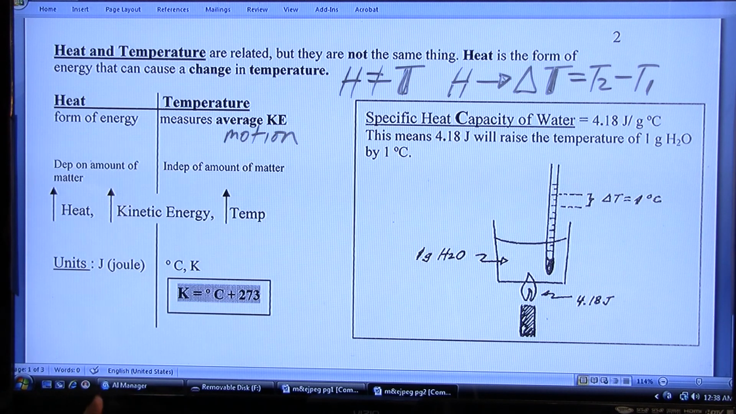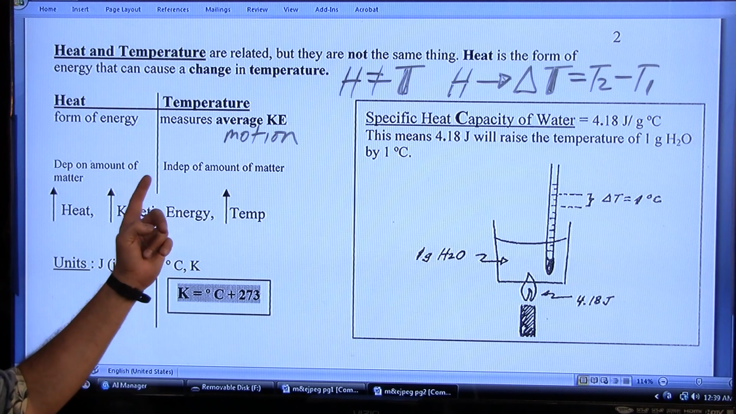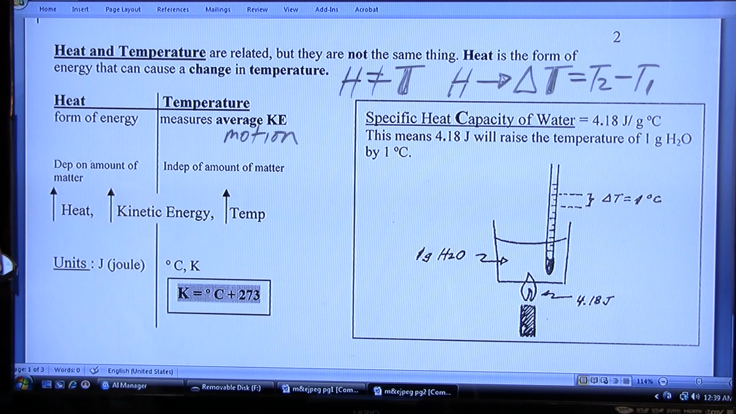Heat, compared to temperature again, depends on the amount of matter. So the more matter you have, the more heat energy will be needed to raise the temperature of that matter. For example, it takes more heat energy to boil a pot of water than a cup of water. But once they're both boiling, they'll both be at 100 degrees Celsius. So the temperature is independent of the amount of matter.